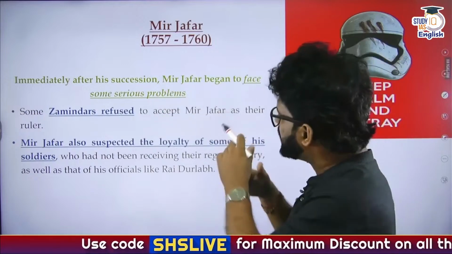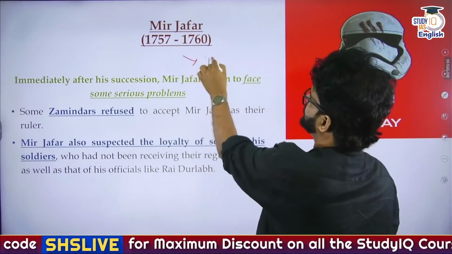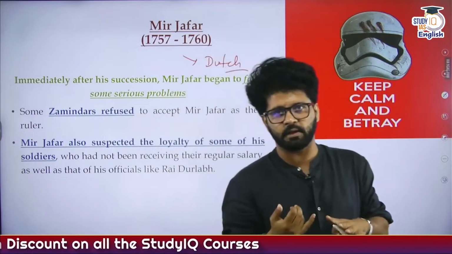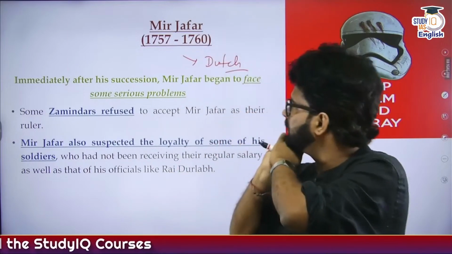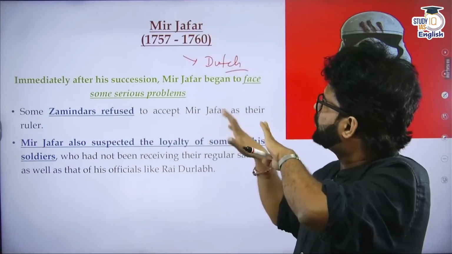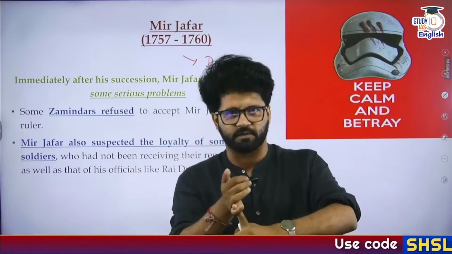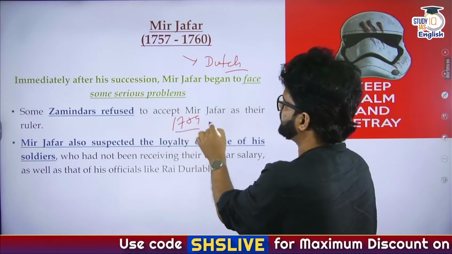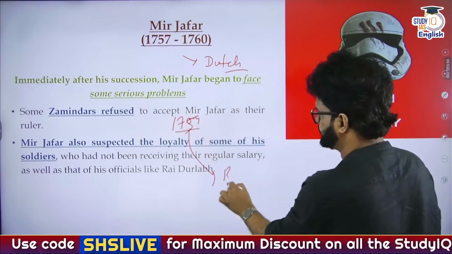Immediately, and here the Dutch will also come into the picture. When Mir Zafar realizes that things are not happening the way they should, he will try to take the help of the Dutch. And in 1759, there will be a battle which is known as the Battle of Bidara.